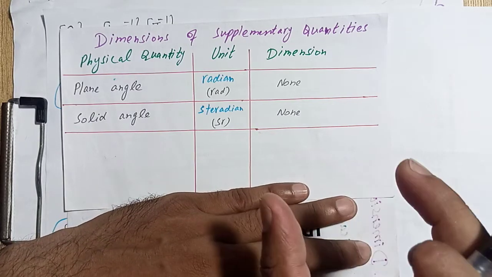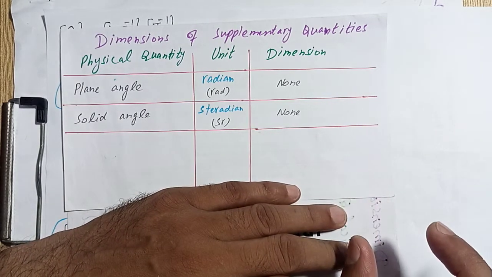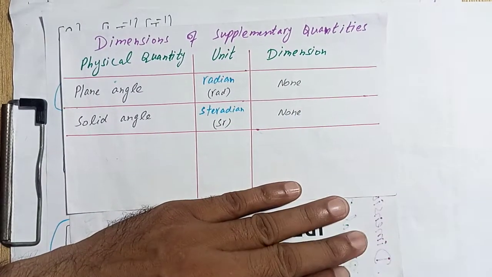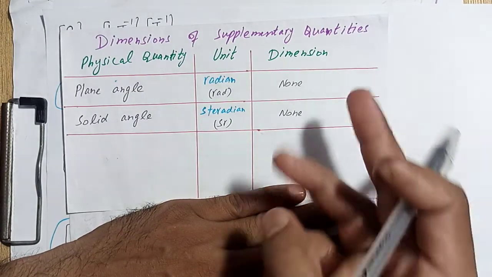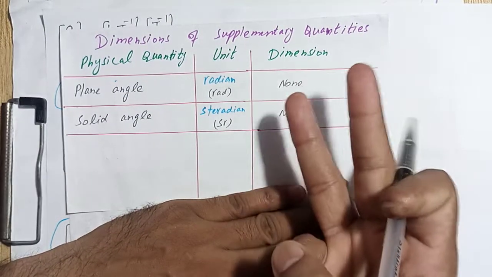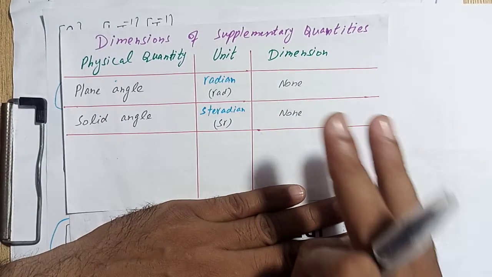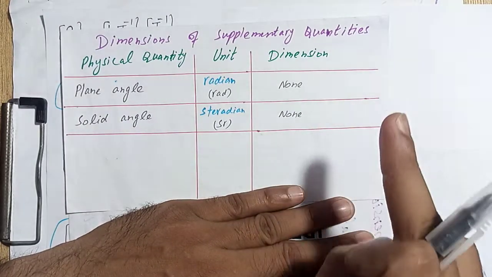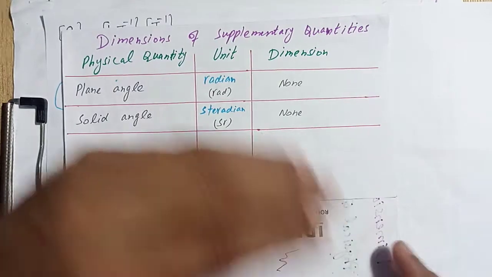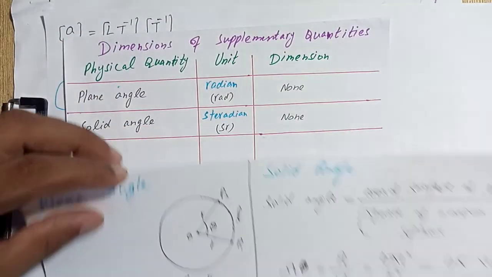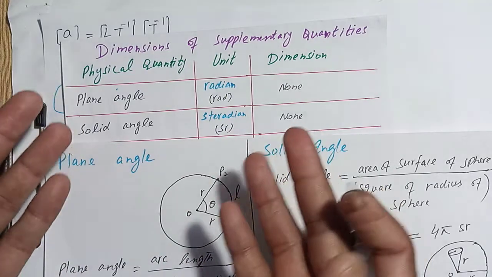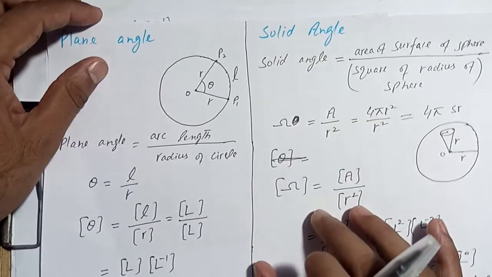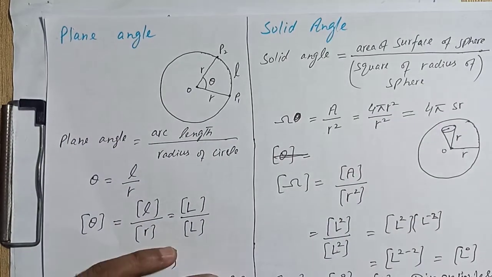The quantities that have no dimension are called dimensionless quantities. Every physical quantity has a dimension. In physics, only these two physical quantities do not have any dimension: plane angle and solid angle. So now we discuss how these quantities do not have dimension. First of all, we talk about plane angle.